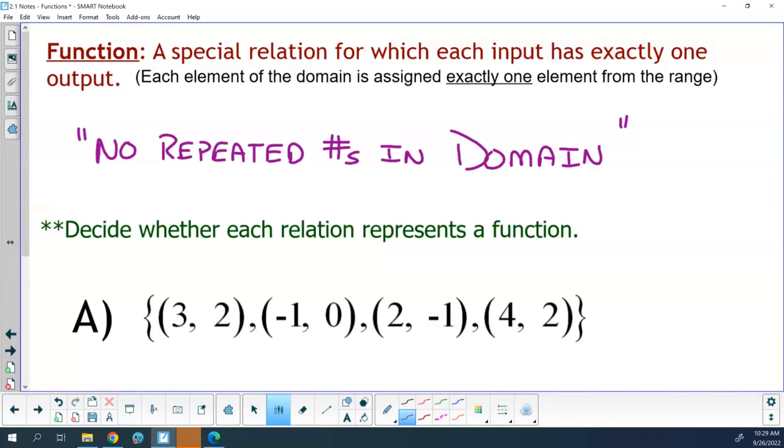Okay? So let's play the classic game, function, not a function. Is this relation (3, 2), (-1, 0), (2, -1), (4, 2) a function? Yes? Yeah. We're looking at the x values here. So I look here, here, here, and here. Are any of those the same number? No. Since they're not the same number, there's no repeated things in the domain. So yeah, this is a function.